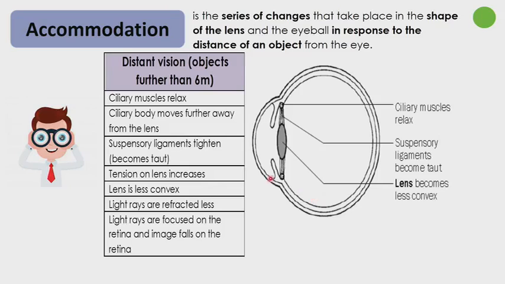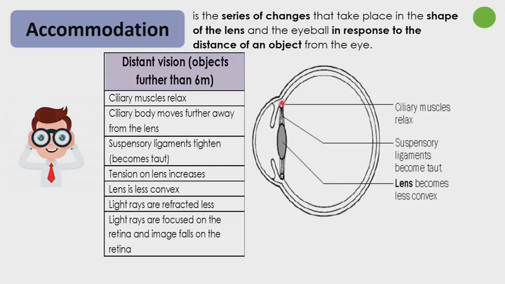So this is now objects that are further than 6 meters away from us. Now, anything that is far away, it is actually less work for your eye to look at something which is distant. So we find that our ciliary muscle is relaxed. Now, this is going to be found right here inside of your ciliary body. So the body is literally just like the whole bulged area that's attached to our suspensory ligament, but it's the muscle inside of the ciliary body that brings about a change.